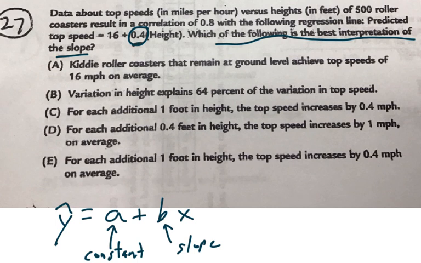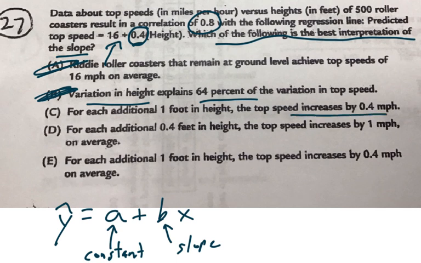So if you look at A, notice they're talking about 16 miles per hour. That they're talking about the y-intercept. Who cares? We want to know about the slope, right? B talks about variation using the correlation here. Again, that's true, but that's not what we're talking about. C, for each additional 1 foot in height, the top speed increases by 0.4. Now they're finally referring to this slope 0.4, right? Well, that looks like a good answer, doesn't it?